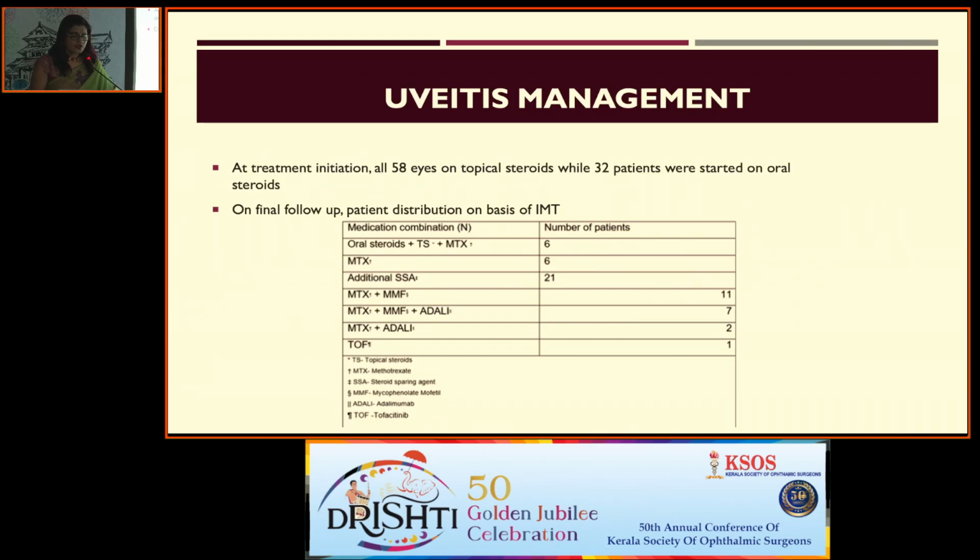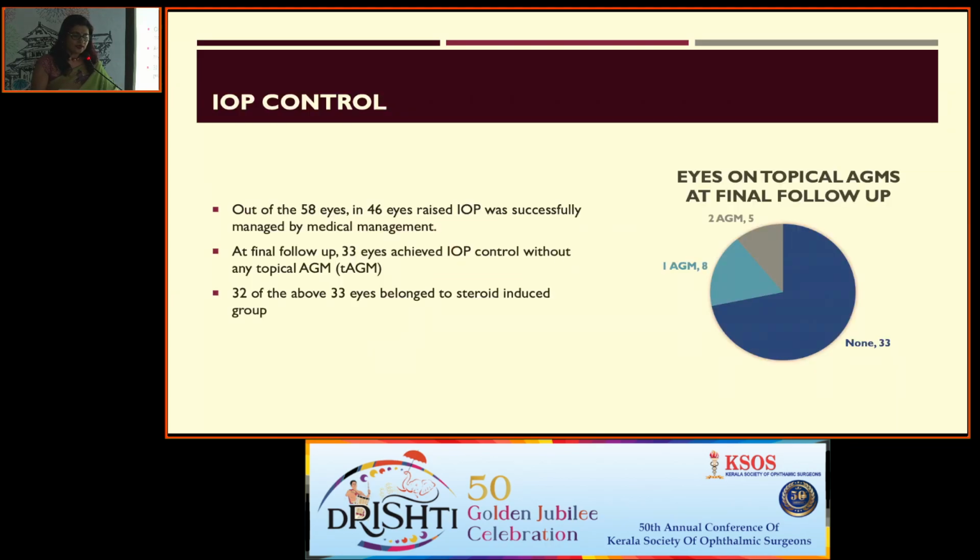Management of the uveitis: all 58 eyes were on topical steroids in the beginning, while 32 needed oral steroids. On final follow-up, looking at patient distribution on the basis of immunomodulatory therapy, only 6 patients were on steroids, while most of them were on other immunosuppressive drugs: methotrexate plus MMF, methotrexate, MMF, adalimumab, and also methotrexate plus adalimumab in 2 patients. IOP control: of 58 eyes, 46 eyes were successfully managed by medical management.